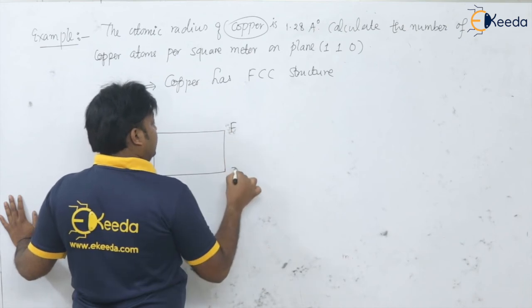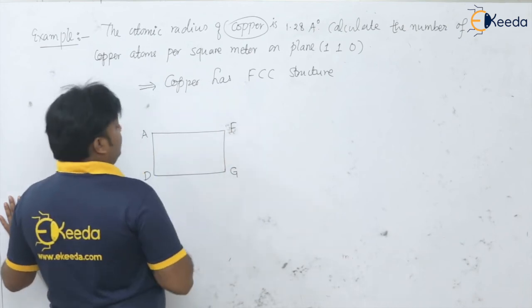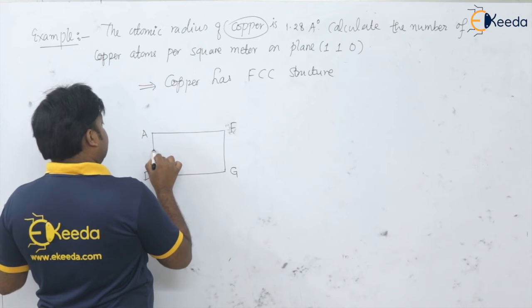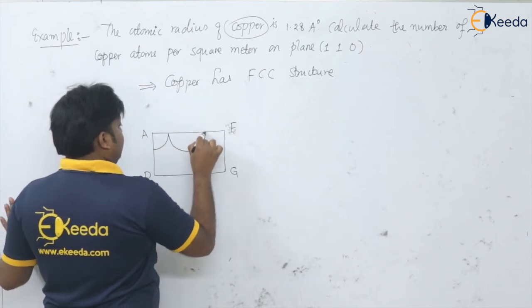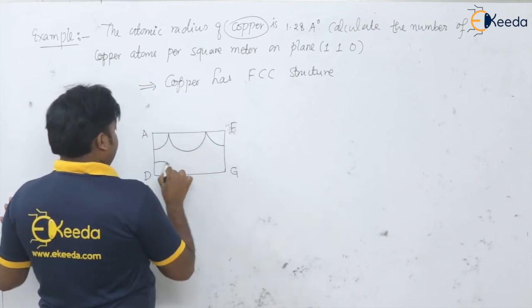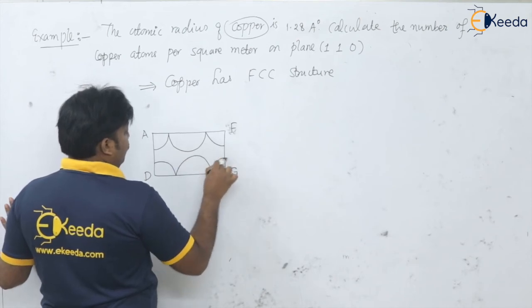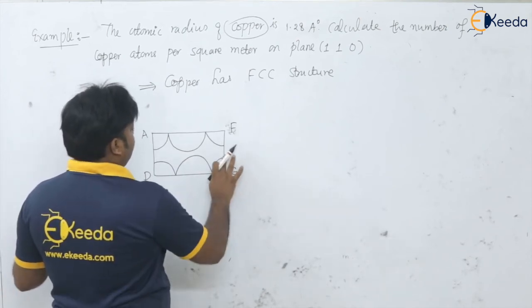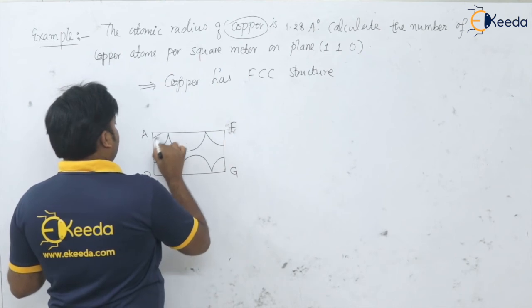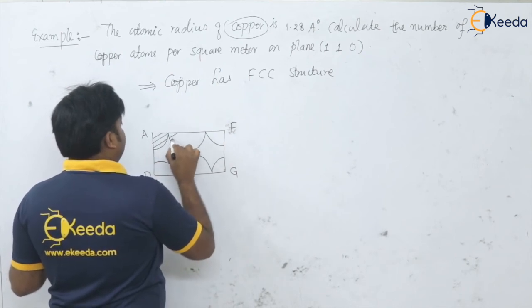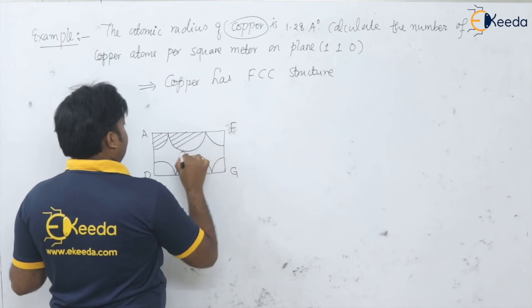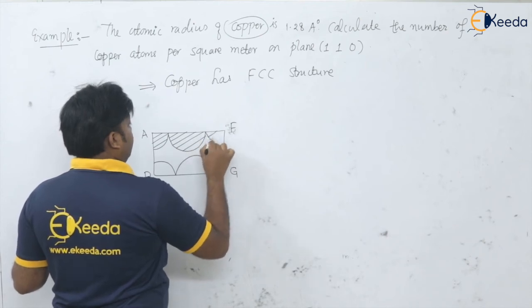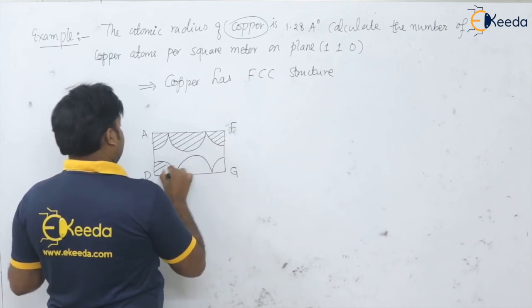ADFG is the plane 110, and we know that in FCC we are getting this number of atoms inside this plane. So how many are these? Let us calculate. We can calculate very easily.